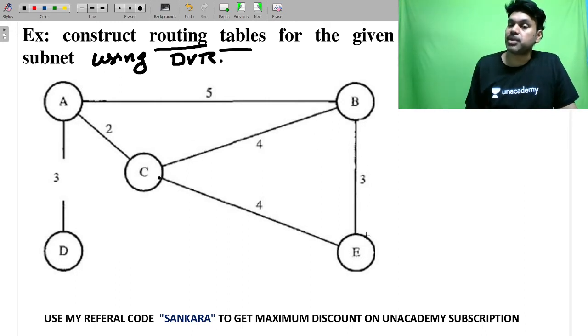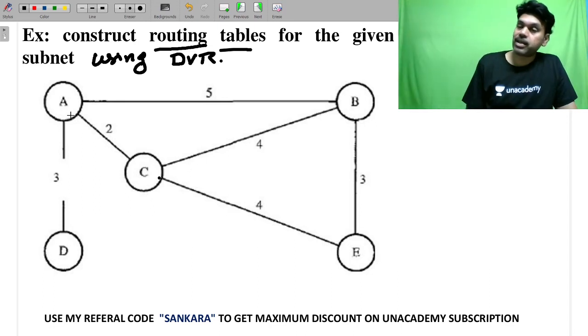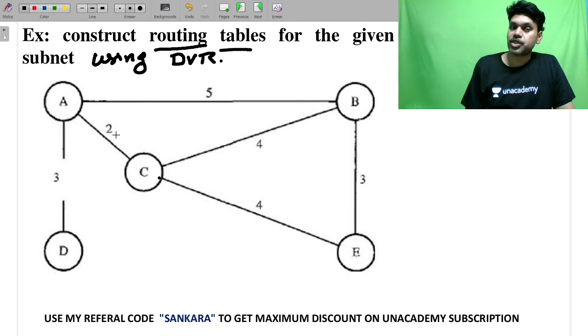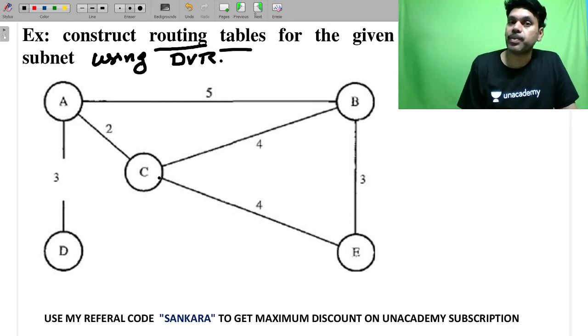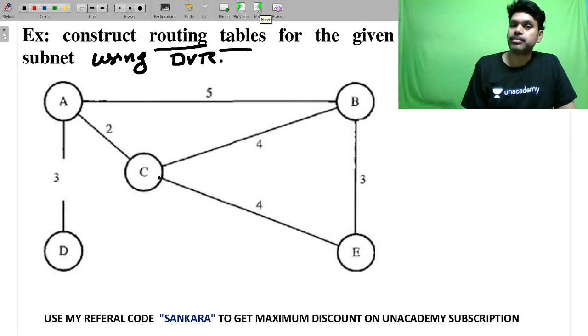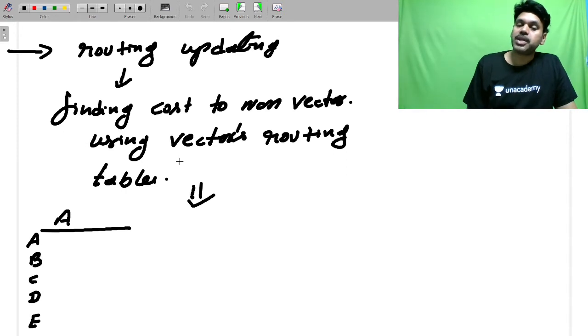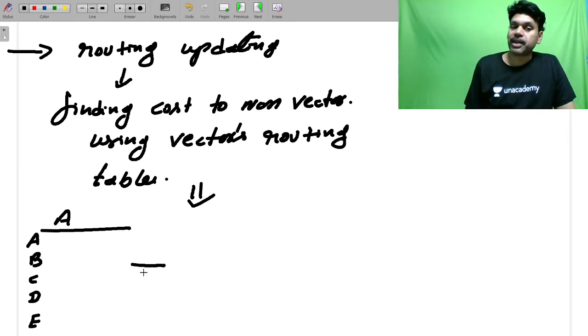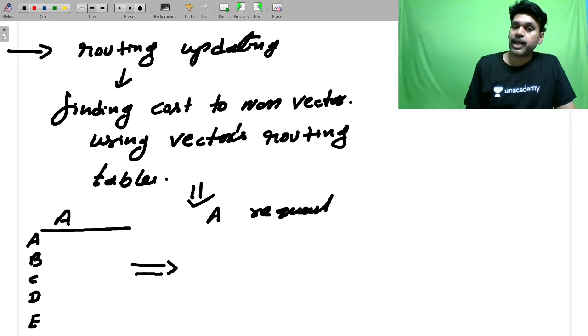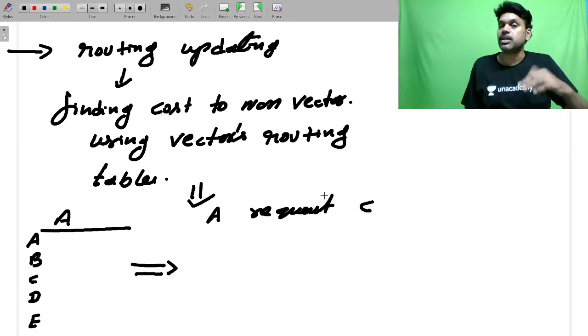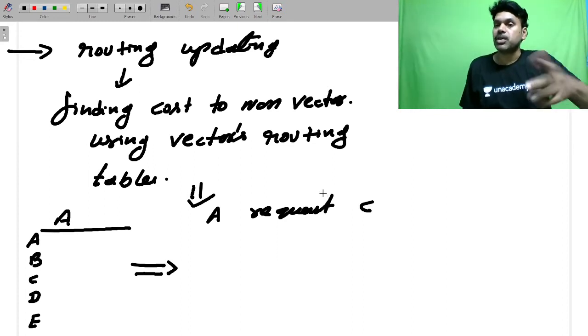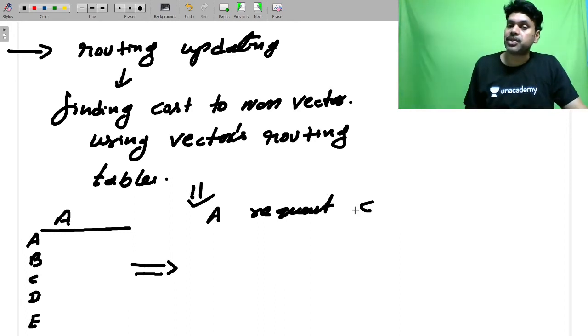They are the direct neighbors. E is a direct neighbor to B as well as C, and B and C are direct neighbors to A. So the shorter one is 2. I am taking 2 now. That means I am going to use the A to C path. A will request C. A can request not only C, it can also request another neighbor, no problem. But it is time-consuming, that's why I'm taking A to C directly. A requests C for C's routing table.